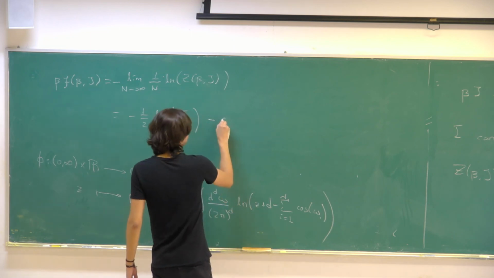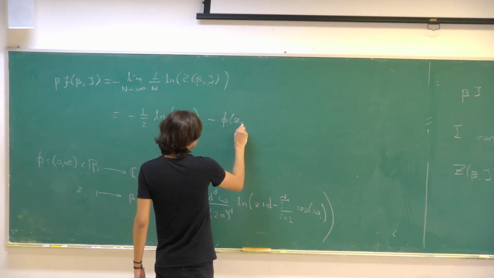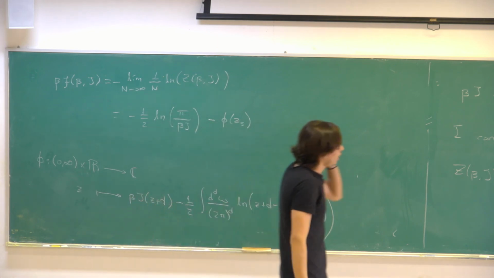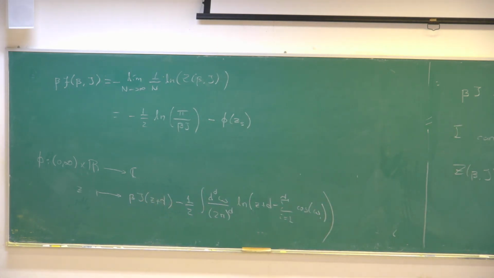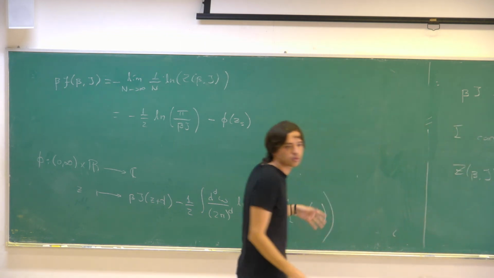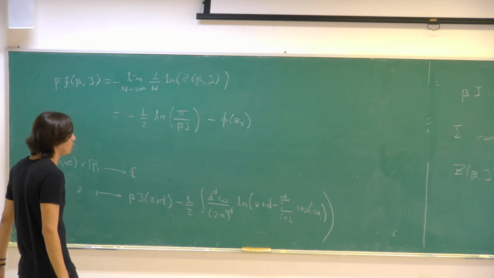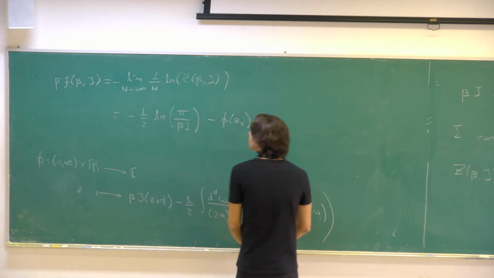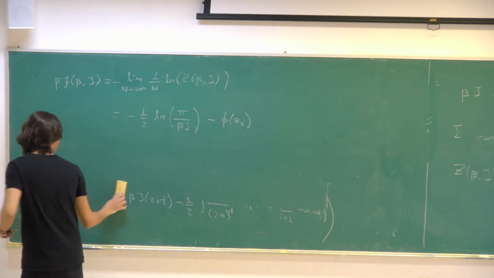zeta s. And this term doesn't contribute because under the logarithm it goes like log n, right? But we have a 1 over n in front, and log n divided by n goes to 0 as n goes to infinity. So this is the solution of this spherical model.